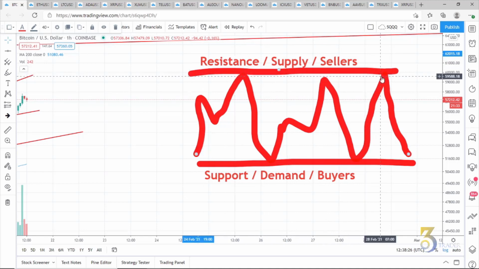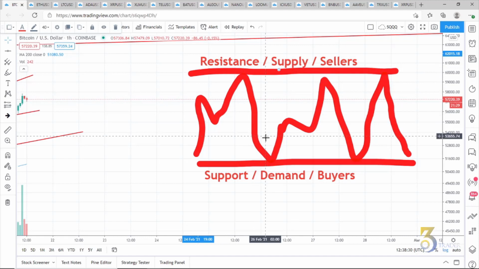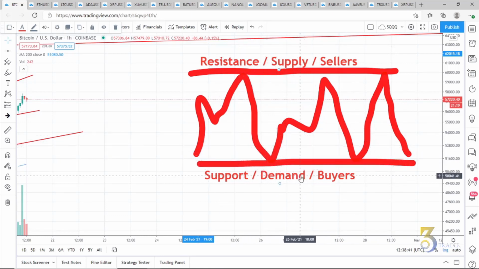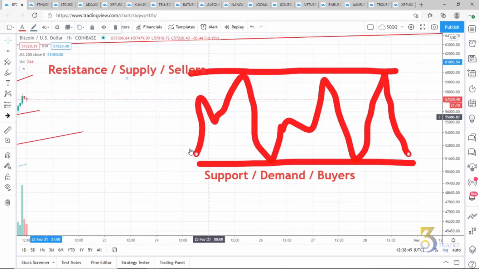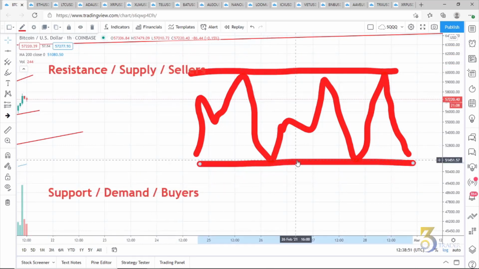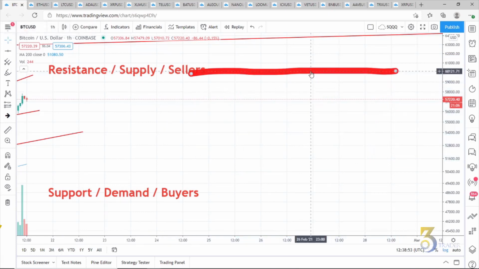And that's why this line works as resistance, because the sellers step in and they sell and they drive the price back down until it reaches some type of support or a demand zone where the buyers step back in and push that price back up. Now that's the basic structure of it. It never looks quite as clean as this, but this is just so you get the general idea of that battle and why these lines are important. It doesn't have to look just like that.